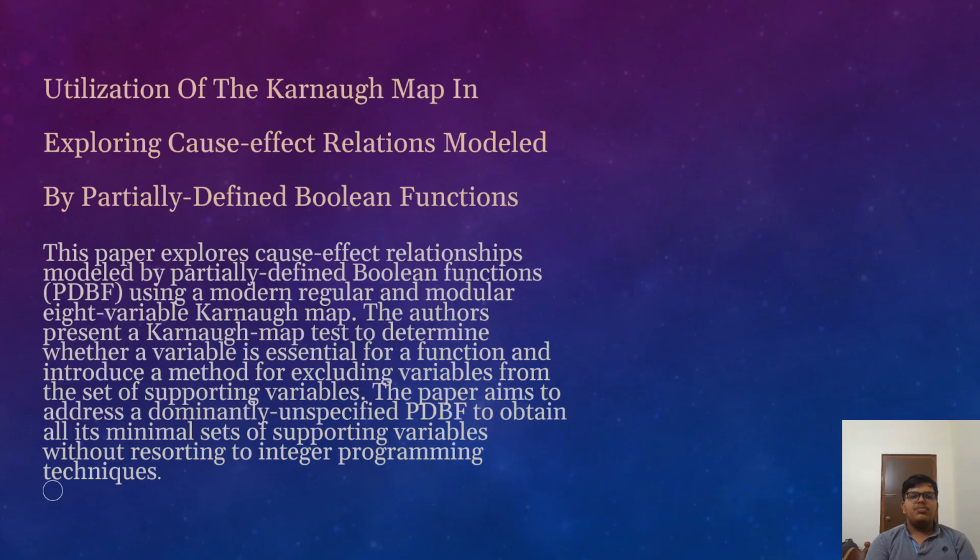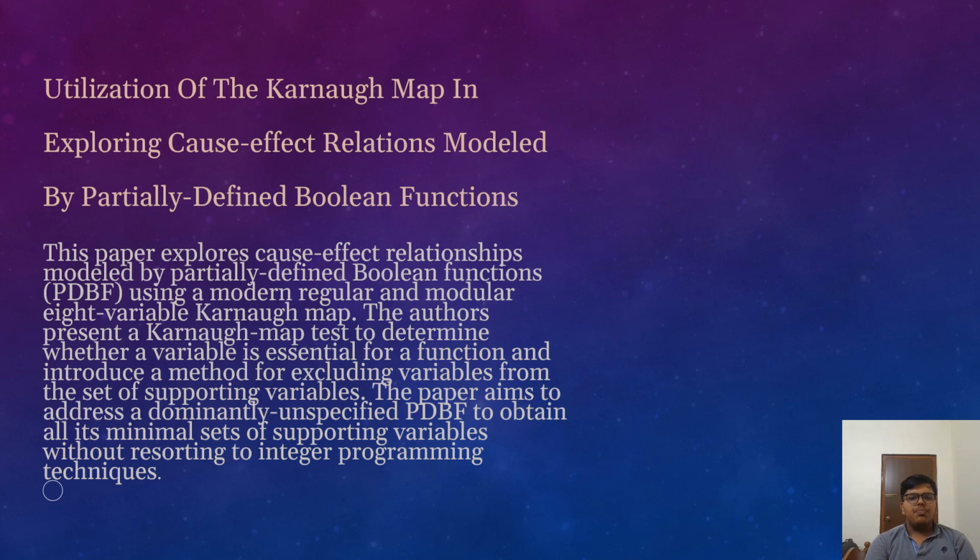Utilization of K-map in exploring cause-effect relations modeled by partially defined Boolean functions. This paper explores cause-effect relationships modeled by partially defined Boolean functions using a modern, regular, and modular 8-variable K-map. The author presents a K-map test to determine whether a variable is essential for a function and introduces a method for excluding a variable from the set of supporting variables.